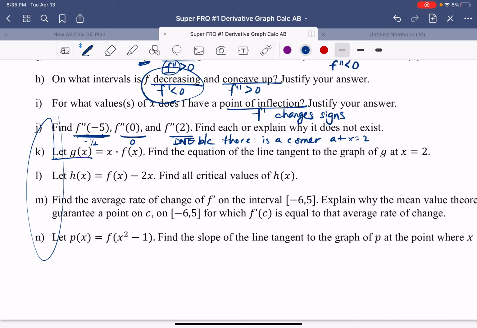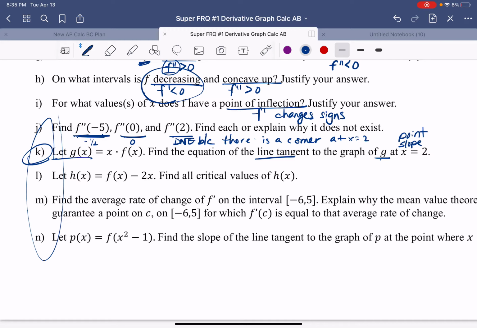All right, so let's get to part K. Let g of x equal x times f of x. Find the equation of the tangent line to the graph of g at x equals 2. They always love redefining functions for us and giving us different letters for functions. But either way, if you want to find the tangent line of g, you need to know two things: the point and the slope.